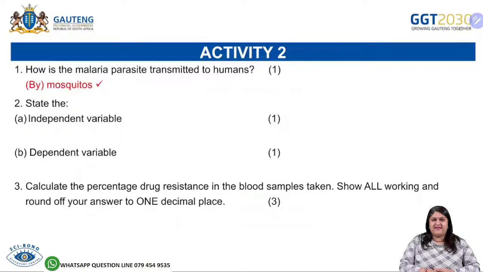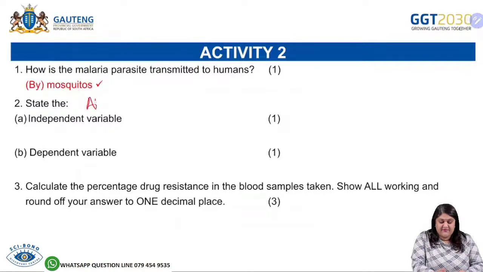What is the independent and the dependent variables? Now, grade 12s, do you know how to identify these 2 variables? Firstly, the independent variable is the one that can be changed, okay? It is the one that the examiner changes or the investigator, the scientist is going to change. And the dependent variable is the one that changes because of the independent variable. So where do we find these? In the aim, okay? So here we find it in the aim.